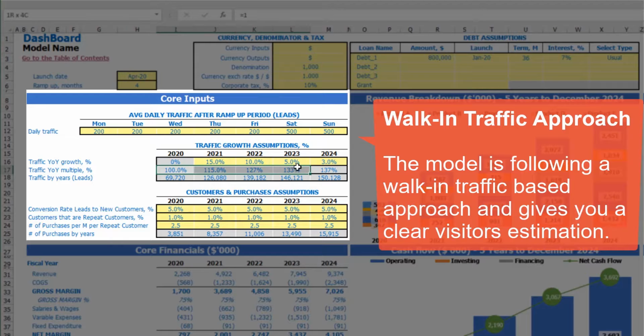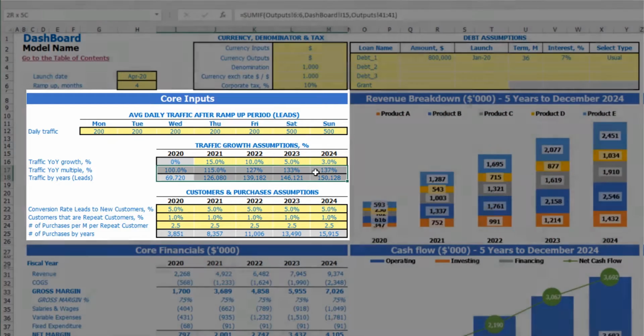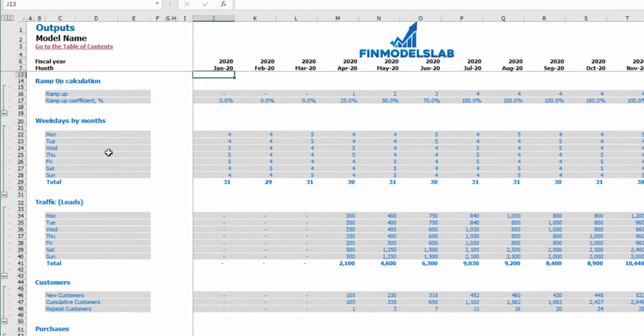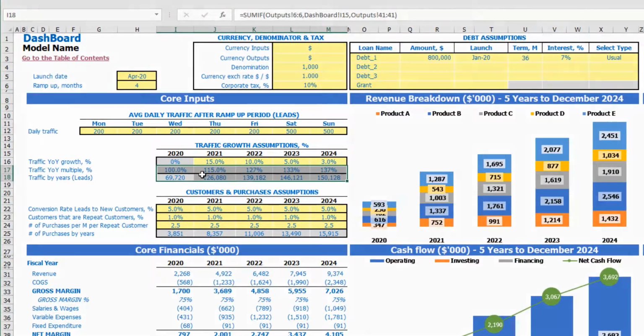Below you may see the calculation of traffic year-on-year multiple based on these growth rates, and you may see the calculation of total leads based on these daily traffic assumptions and growth rates, and this is broken down by months in the outputs tab, based on the count of Mondays, Tuesdays, Wednesdays, etc. for each month, and based on the assumptions which you may see on the dashboard.